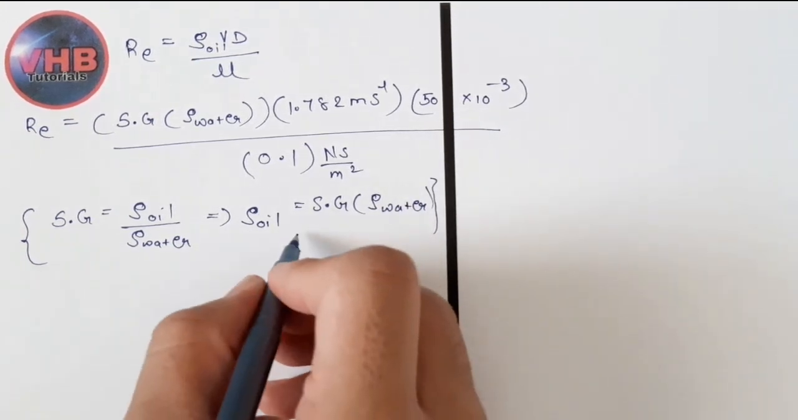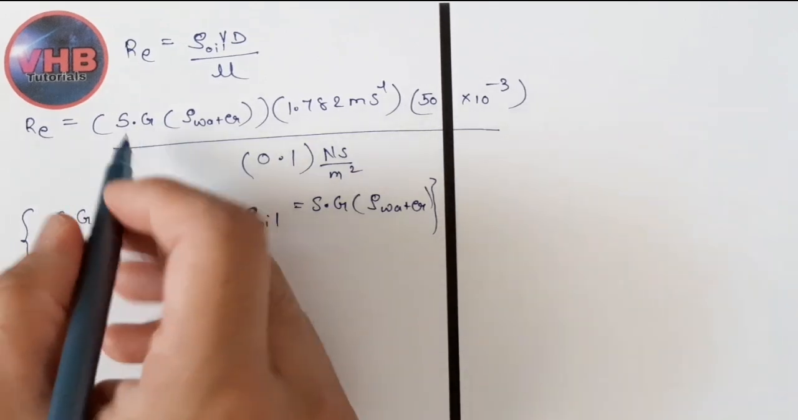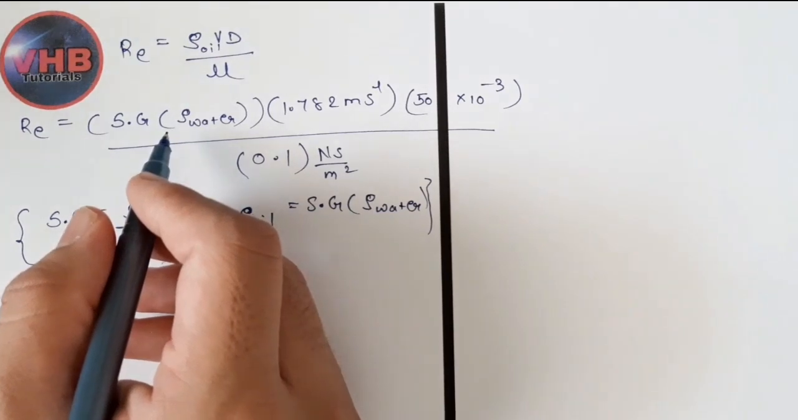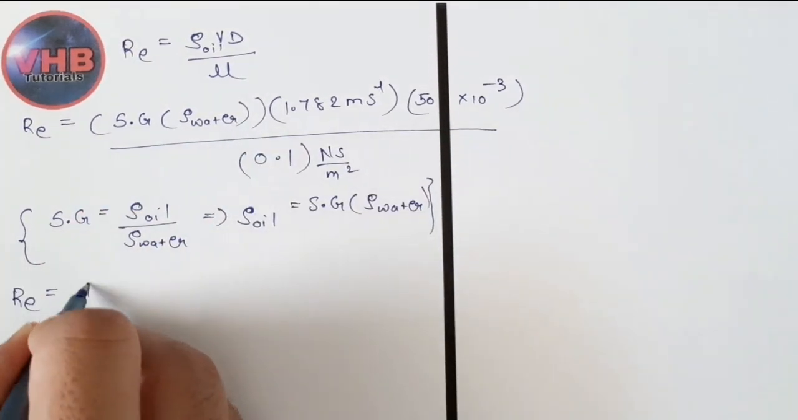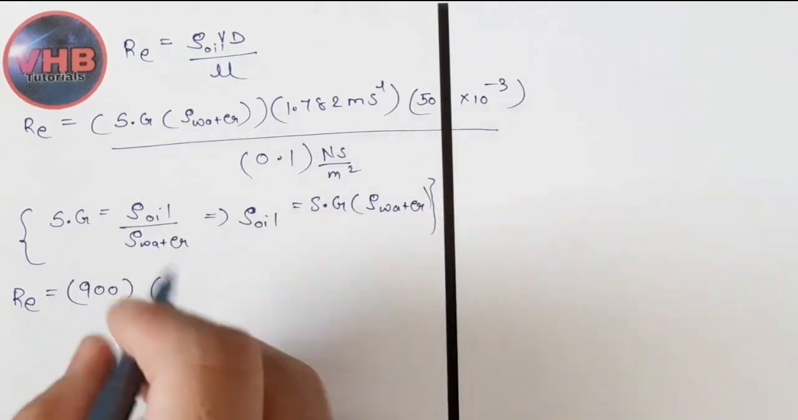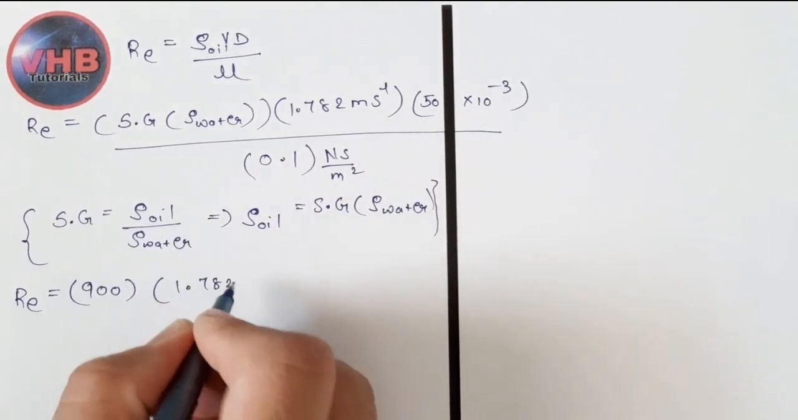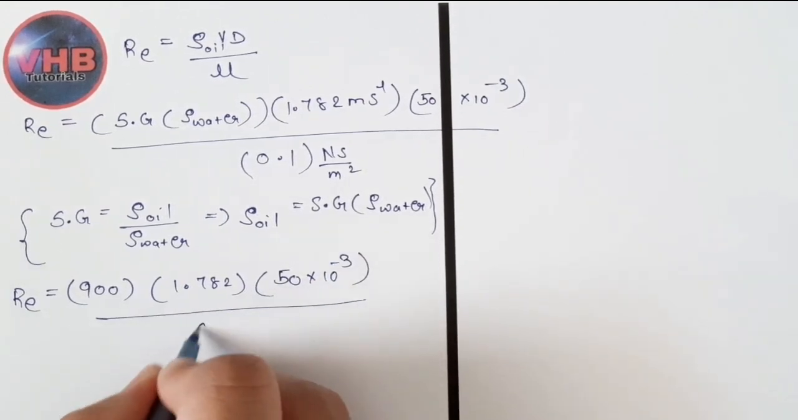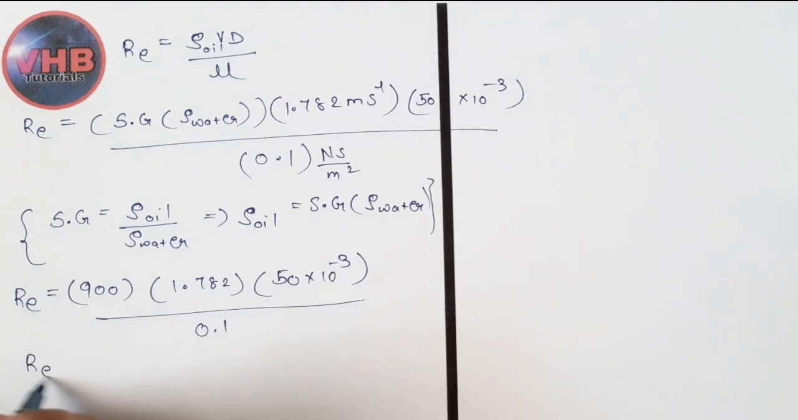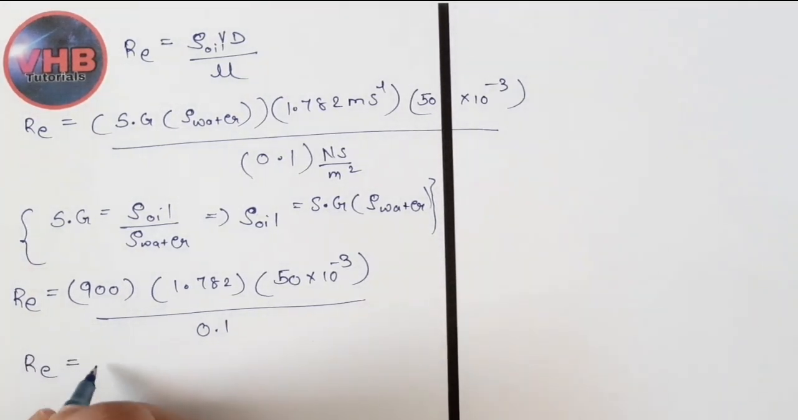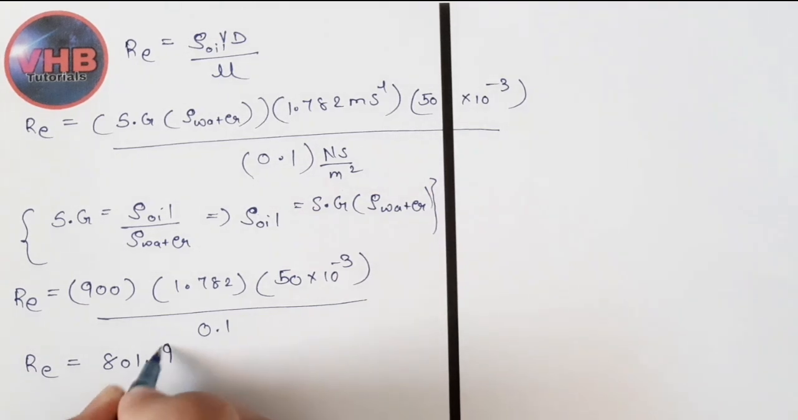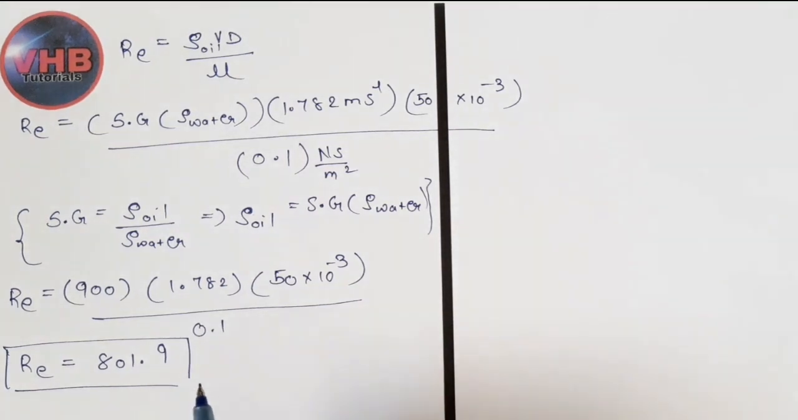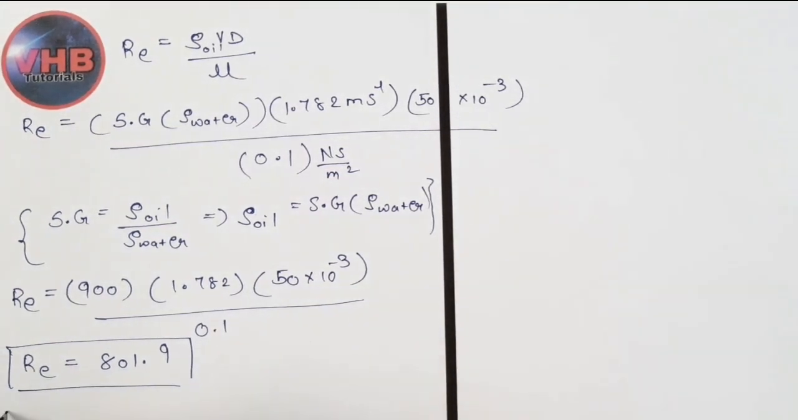So Re equals, what is the specific gravity here? 0.9, and the density of water is 1000, so 0.9 into 1000 is 900. The velocity is 1.782, the diameter is 50 into 10 raised to minus 3, and mu is 0.1. If you calculate this, you get Re equals 801.9. As we know, if the Reynolds number is less than 2000, then the flow is laminar.